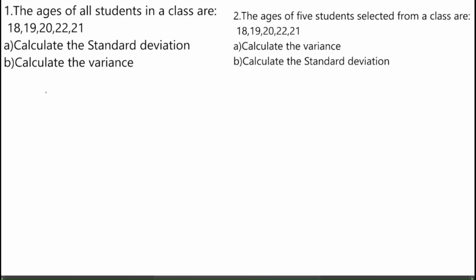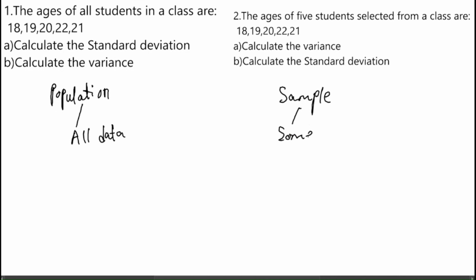The first thing you want to do is to calculate the mean. But before that, let's talk about population and sample. Population refers to all data. Sample refers to some or parts of the data. Let's say you enter a class of 10 students and ask all 10 students their age. Since you included all the students in the class, if you calculate the mean, it's called the population mean. If you calculate the variance, it's called the population variance. Similarly, the standard deviation will be population standard deviation.